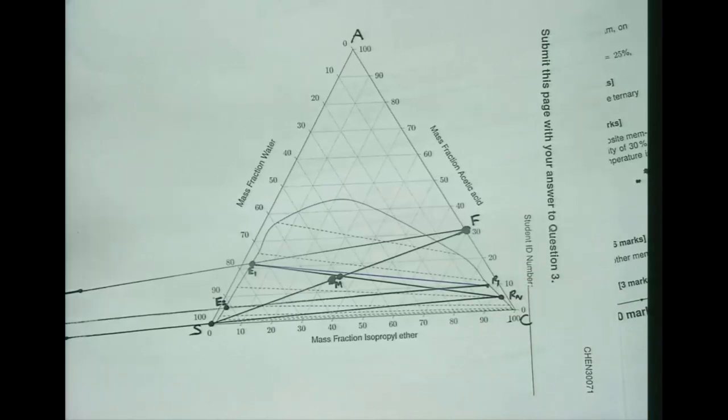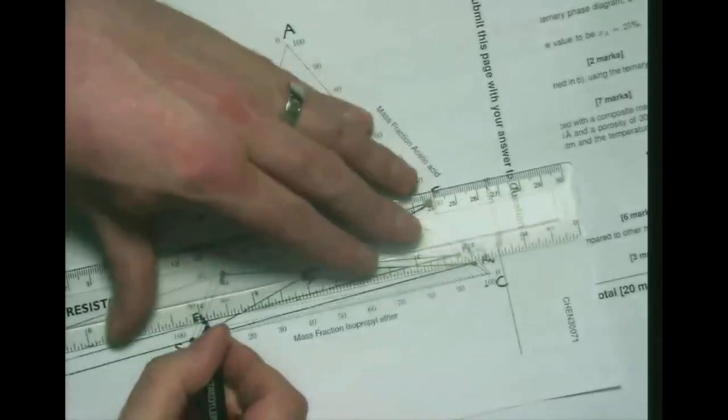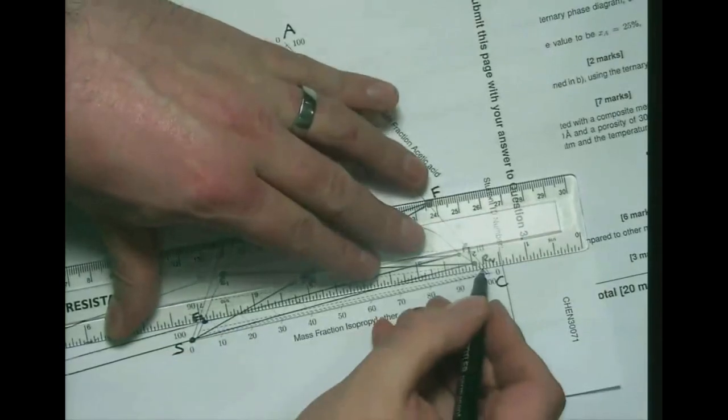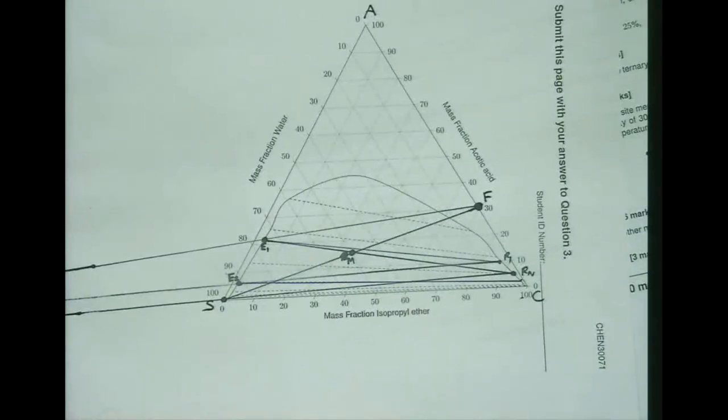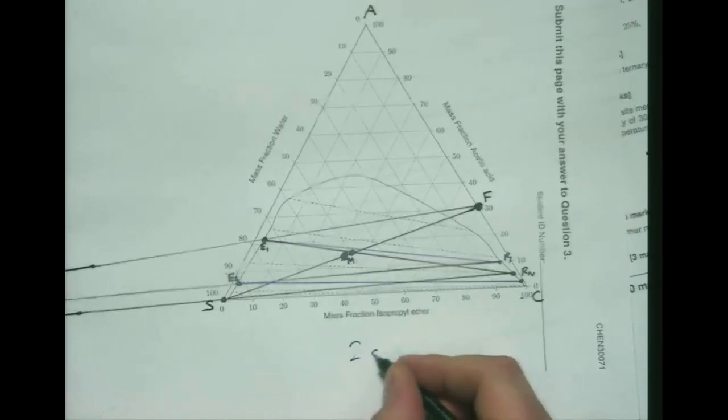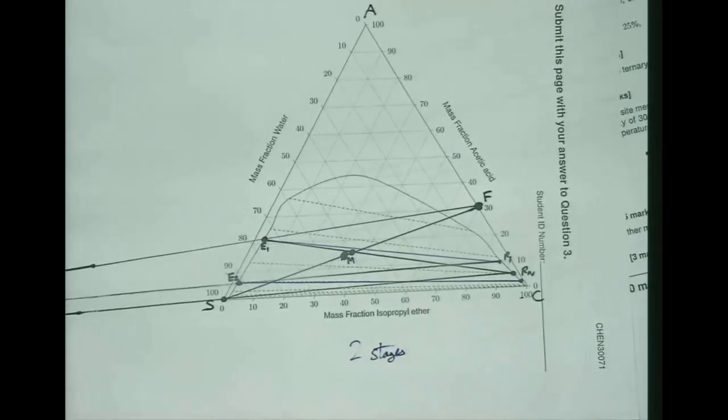And then again, we use this, and we're very close to an equilibrium line to draw our next equilibrium stage. And what we find is that in only two stages, we're below that specified raffinate composition. So the number of stages we need is two.